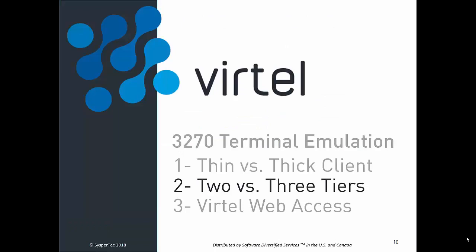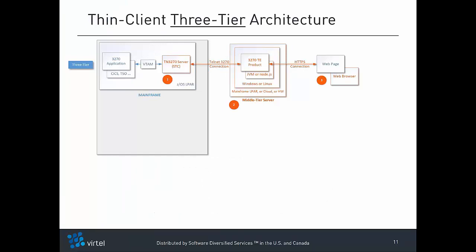In this segment, we will compare two-tier and three-tier architectures for thin client 3270 terminal emulators. Most thin client browser-based 3270 terminal emulators rely on a three-tier architecture where a TN3270 server runs as a started task on the mainframe in a z/OS or z/VSE LPAR, where it performs a first protocol conversion from SNA to TN3270. That's tier number one.